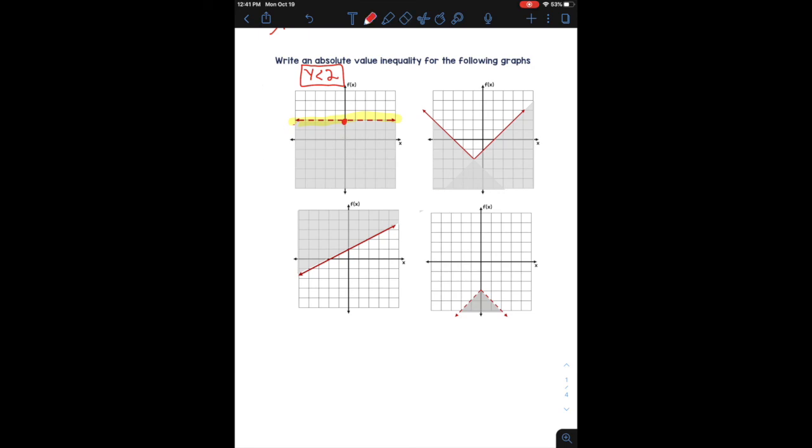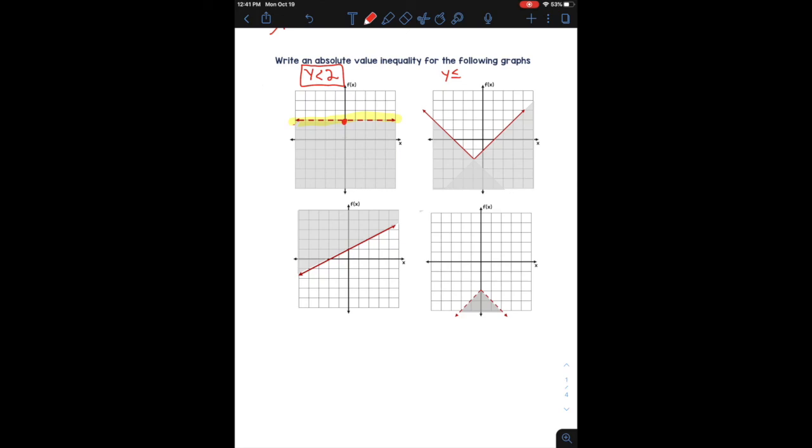The one next to it is an absolute value function, since we have that V shape. So we know we're going to have absolute value lines, and our sign is going to be either less than or equal to or greater than or equal to, because it's a solid shape. It's a solid graph with solid lines. Since they shaded under, a quick way to know what sign it is going to be: it would be less than or equal to, since it's under, and a solid V.